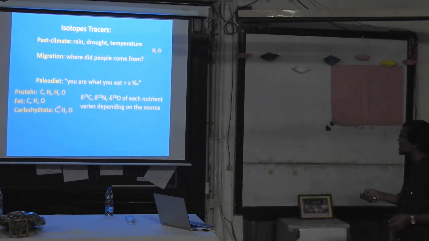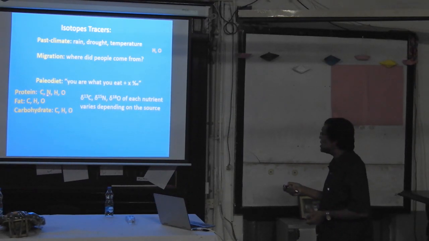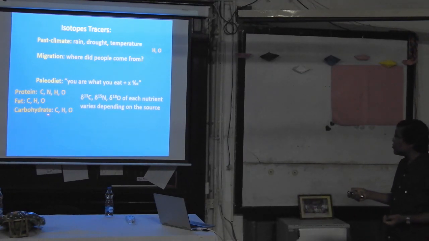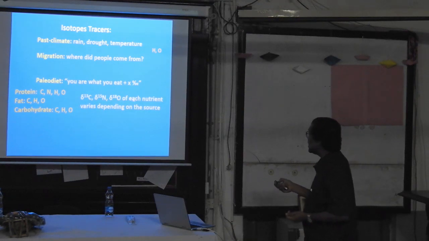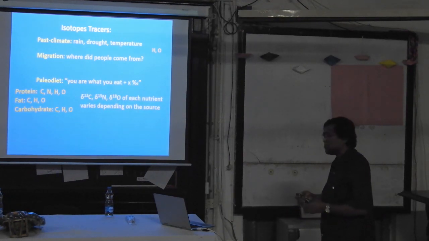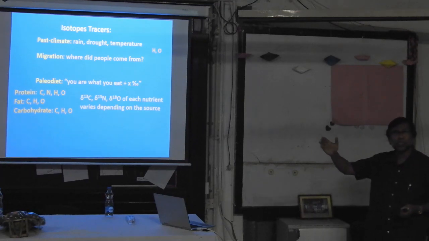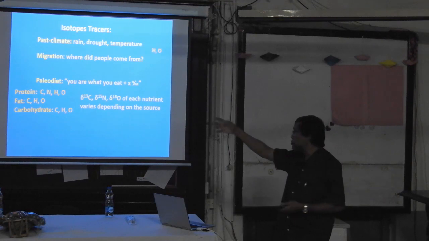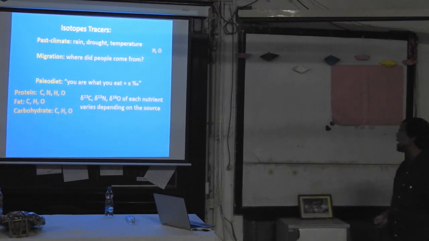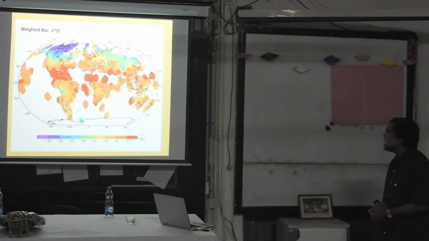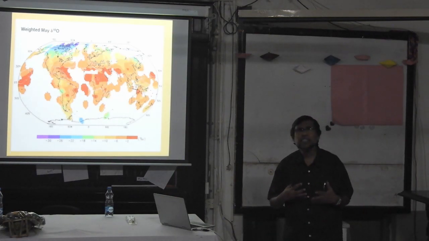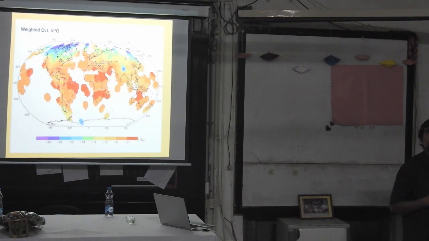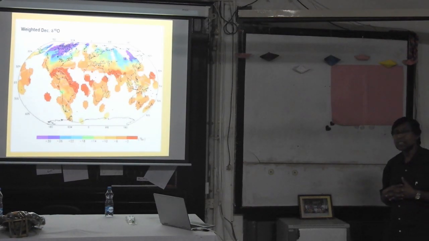So you have basically protein, for example, which has carbon, nitrogen, hydrogen, and oxygen. Fat, for example, carbon, hydrogen, and oxygen. Carbohydrate also has carbon, hydrogen, and oxygen. And these nutrients fractionate depending upon the sources as well as the food webs. Okay? From the lower chain of the food web to the upper part of the food web, they successively fractionate. Now, when we are trying to do oxygen isotope, I said that you can find out what the rain or what the water was there.